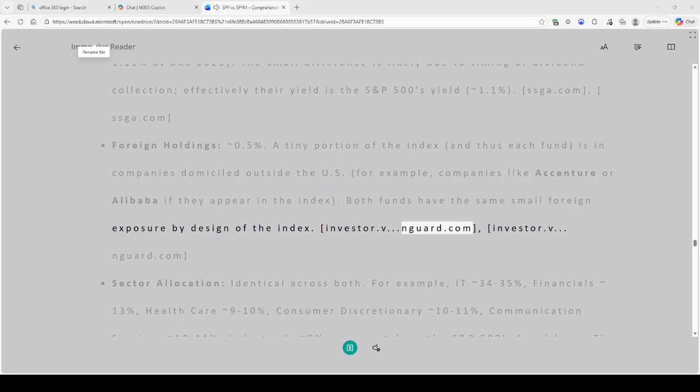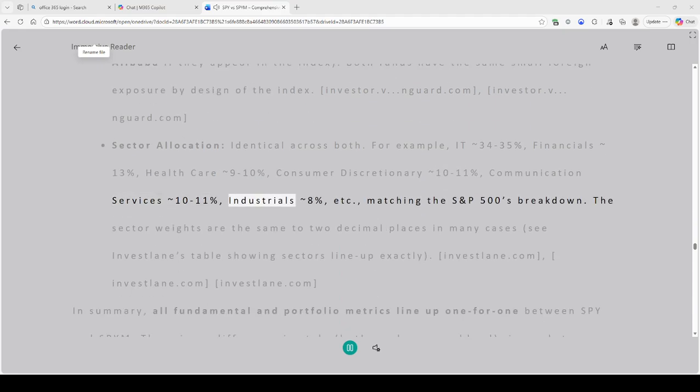Sector allocation is identical across both. For example, IT 34-35%, financials 13%, healthcare 9-10%, consumer discretionary 10-11%, communication services 10-11%, industrials 8%, etc., matching the S&P 500's breakdown. The sector weights are the same to 2 decimal places in many cases. See InvestLane's table showing sectors line up exactly.